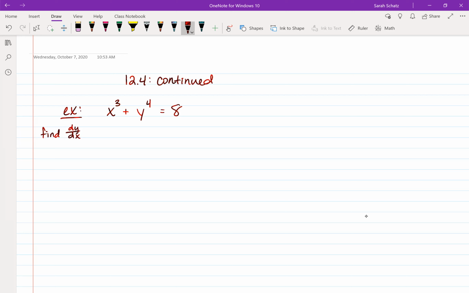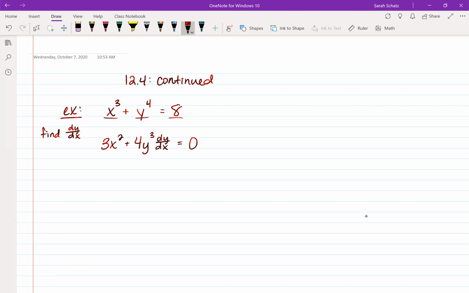We're just going to take the derivative of the equation as is, and we take the derivative of each term. And remember that when you take the derivative like this, the rules apply to y just like they do to x. It's just that anytime we take a derivative of a term with y in it, we have to add on that dy dx term. So in this example, you take the derivative of x cubed and get your 3x squared as normal. The derivative of y to the fourth is 4y cubed, but because it's a y, we have to add on that dy dx term. And then over here, the derivative of 8 is 0.